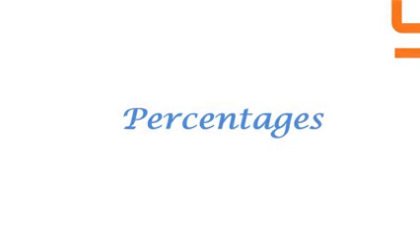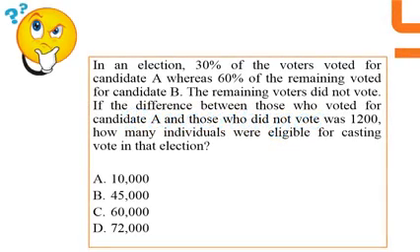Next question. In an election, 30% of the voters voted for candidate A, whereas 60% of the remaining voted for candidate B. The remaining voters did not vote. If the difference between those who voted for candidate A and those who did not vote was 1,200, how many individuals were eligible for casting vote in that election? The options are 10,000, 45,000, 60,000 and 72,000.